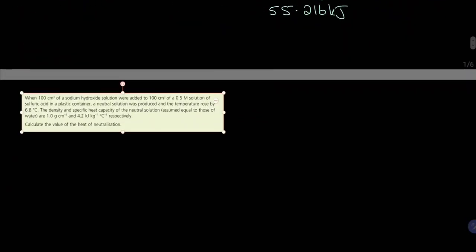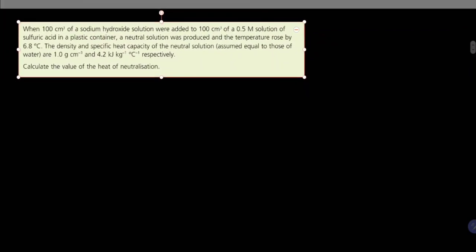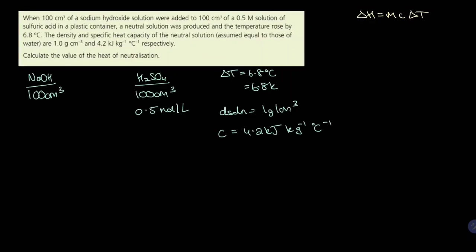Now, this is the second one. So again, if you want to take out the important information, you can pause here. Okay, so I've taken out the information that I think is relevant to the question. So again, we have certain information about the base, certain information about the acid, the temperature change, density of the solution, and specific heat capacity.